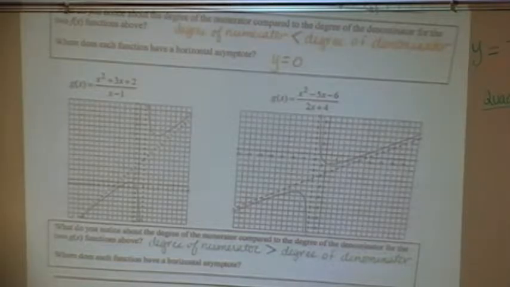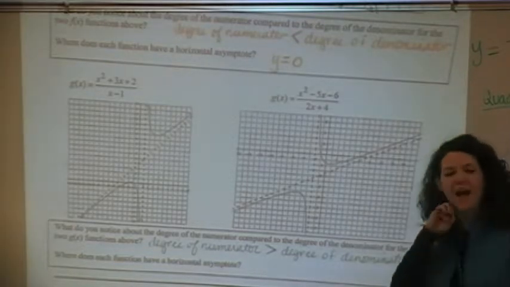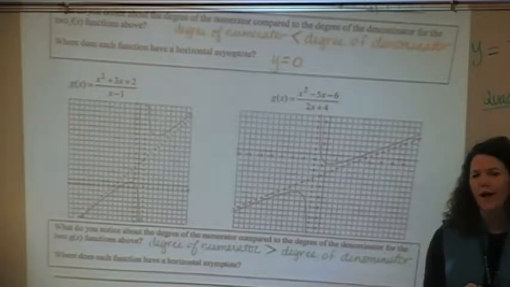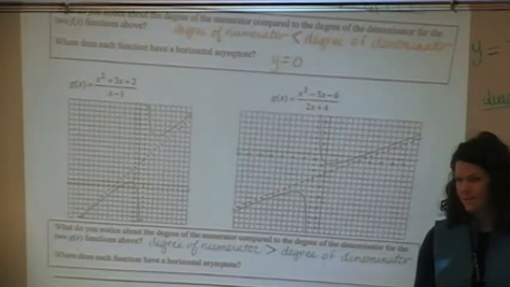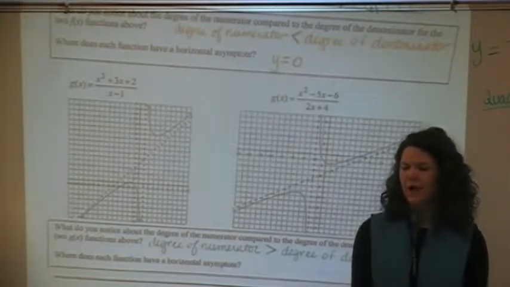Then it asks the question, where does each function have a horizontal asymptote? At 2x plus 4. Y equals it. It's a linear equation.